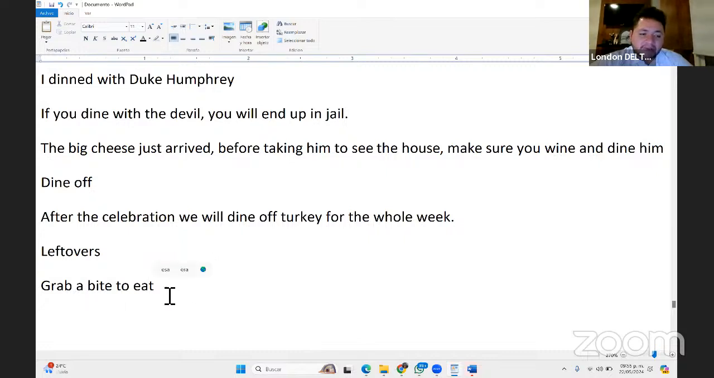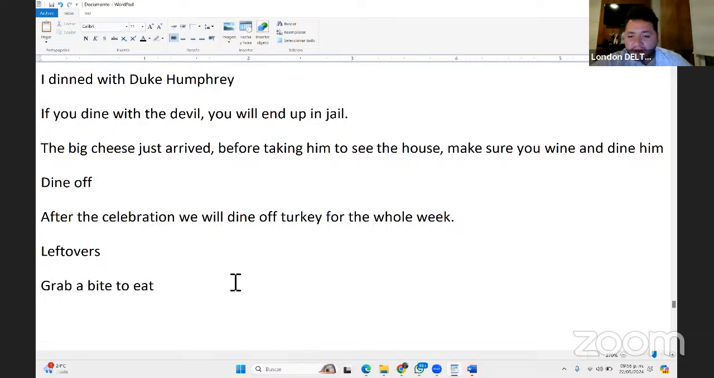Grab a bite to eat. Usually you are in a rush in the morning and you need to grab a bite to eat. So maybe you didn't have the time to drink your coffee, have a proper breakfast, but you grab a bite to eat. So you can eat on the way or you can eat whenever you have time. That is to grab a bite to eat. Any questions?